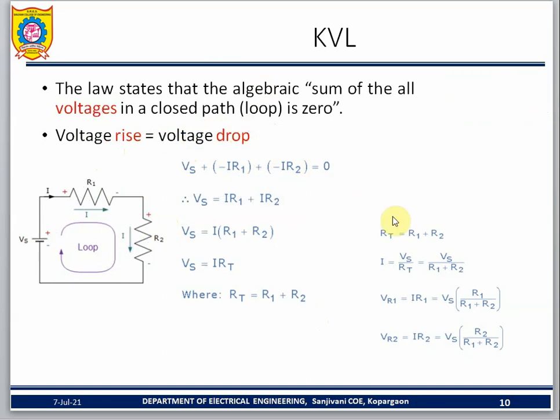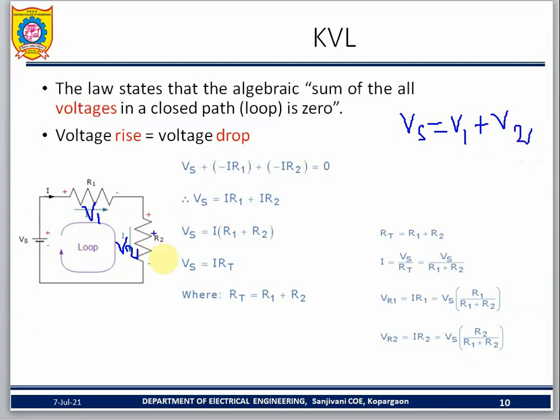So let's look at this circuit. What is the equation? First equation: Vs is equal to V1 plus V2, since these two are connected in series. V1 and this is V2.